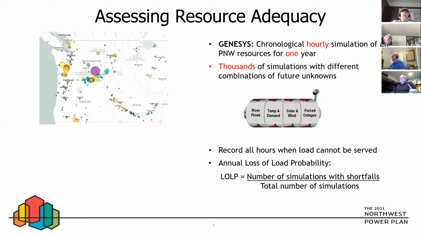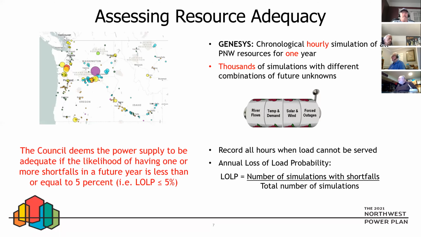And, you know, the real question is, what problem are we trying to solve? Exactly. So to be very precise, the council deems the power supply to be adequate if the likelihood of having one or more shortfalls in a future year is less than or equal to 5%. In words, that's what it is. But as Fred just said, you can have 3 or 4 or 5 different power supplies that have exactly the same LOLP, and they could all be vastly different in terms of the size of the problems or the duration of the problems. And that's one of the problems with loss of load probability.